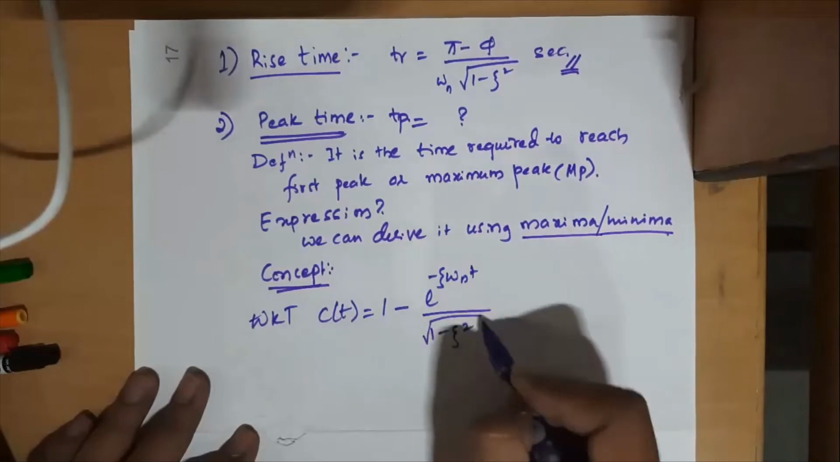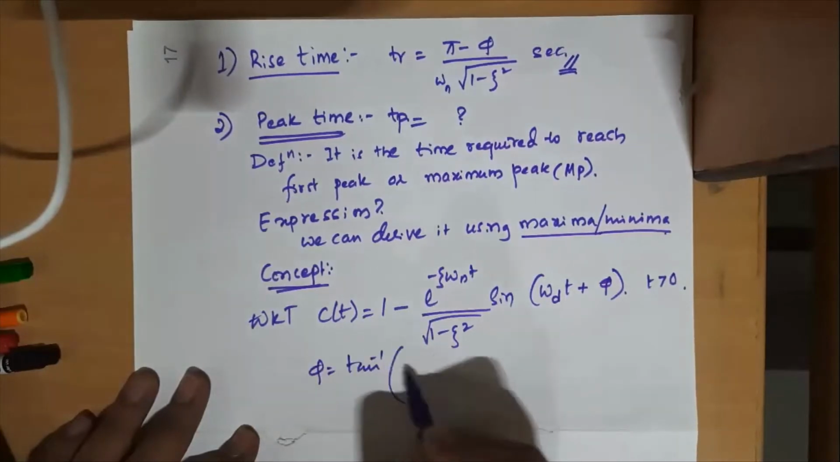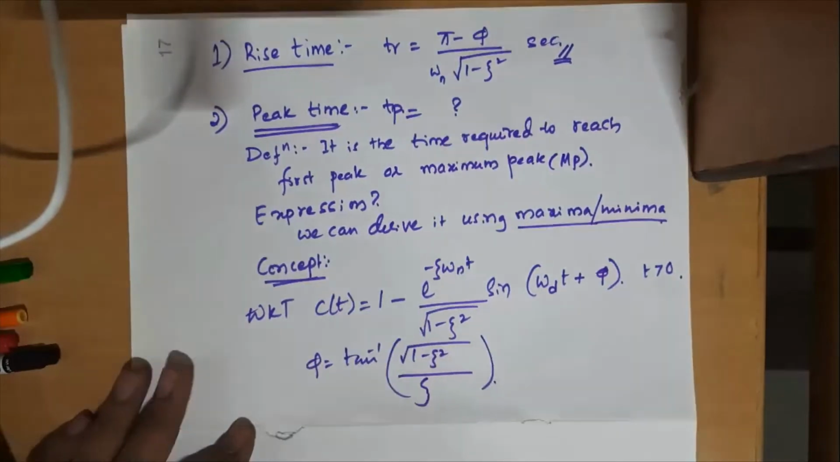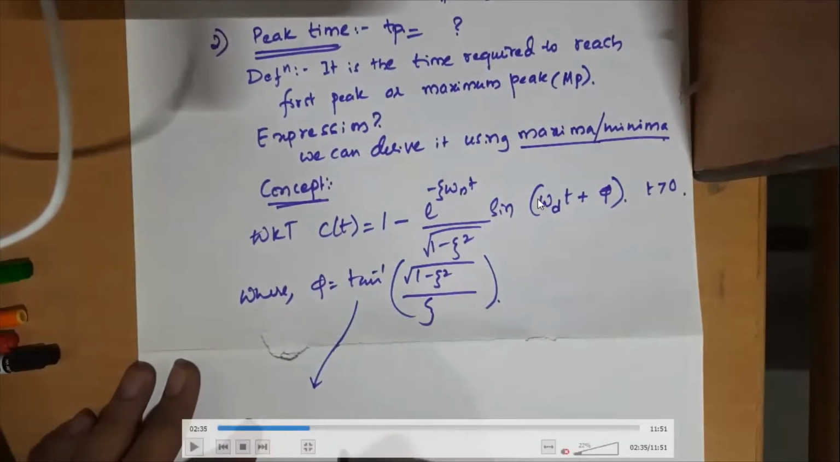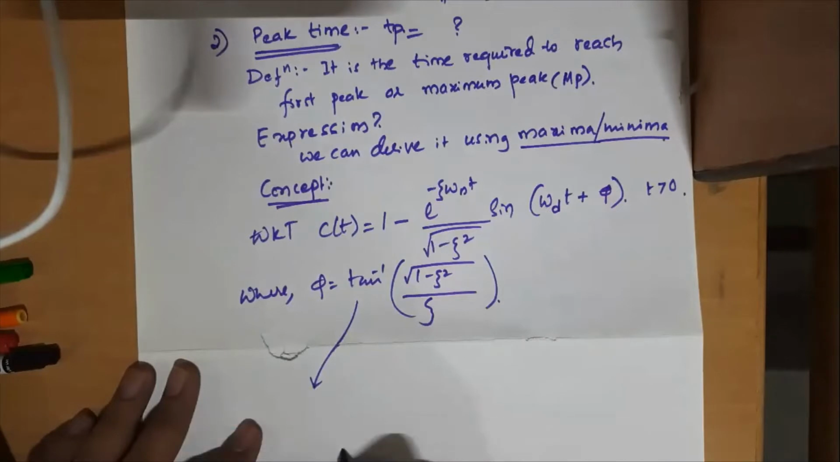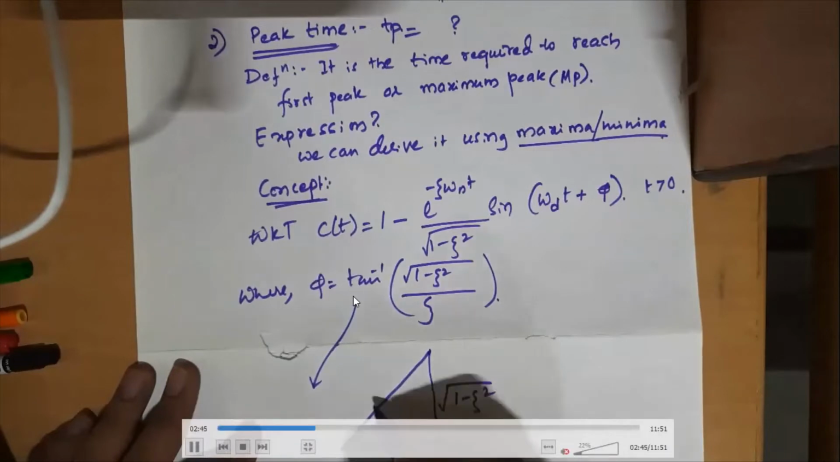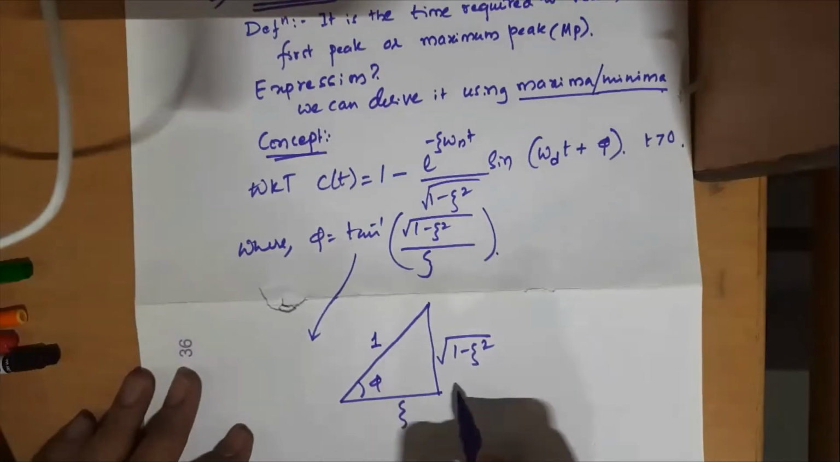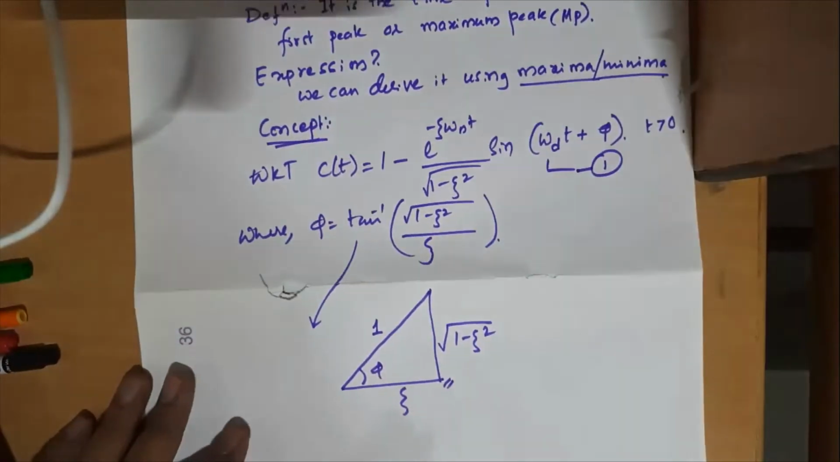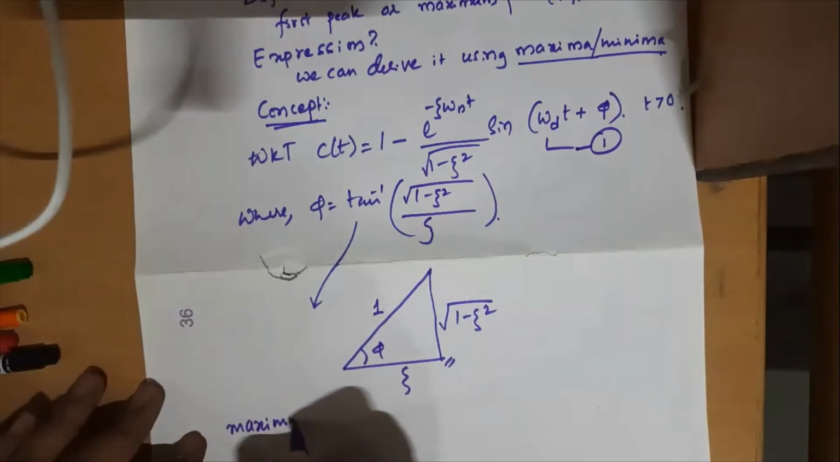So we already have derived the expression for the output of a second order system as C of t equal to this expression, and phi is given by this expression. I hope everyone can remember this. Fine. Omega d is omega n square root of 1 minus zeta square, the damped frequency of damped oscillations. So from the tan phi expression, we can also write a triangle like this. So phi equals tan inverse of square root of 1 minus zeta square divided by zeta. This is basic trigonometry, nothing to explain much. And let us call this equation 1.